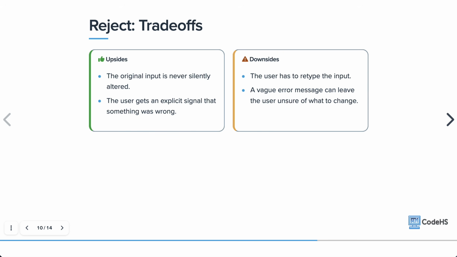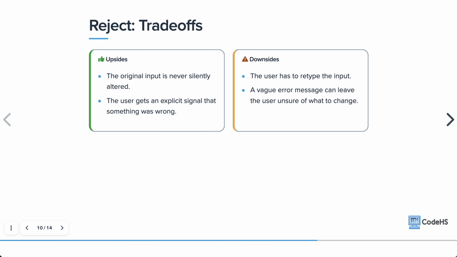Reject has the opposite trade-off profile from strip. On the upside, the original input is never silently altered. What the user typed is either accepted as is or thrown out entirely. There's no in between. The user also gets an explicit signal that something was wrong, so they know how to fix it. On the downside, the user has to retype the input.